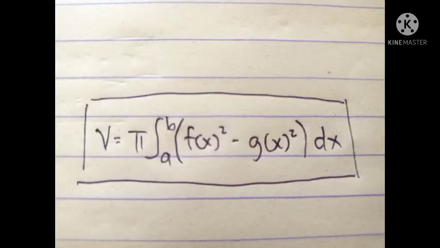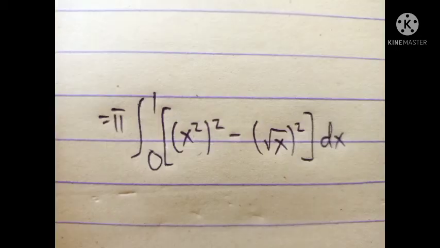So in this problem, we're going to use the formula, which is volume is equal to pi times the integration from a to b of f of x squared minus g of x squared dx. So in the given functions, we have y is equal to x squared, and the other one is y is equal to square root of x. So all we have to do is plug in the values of f of x and g of x.